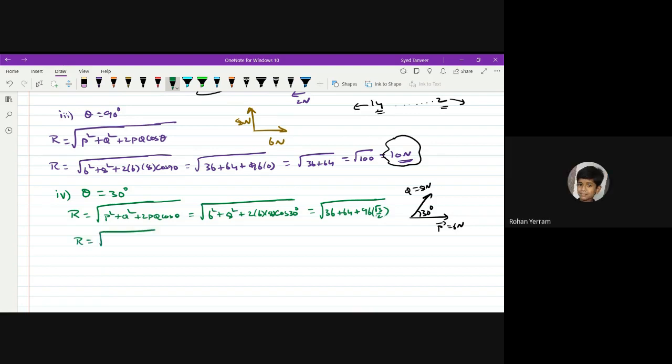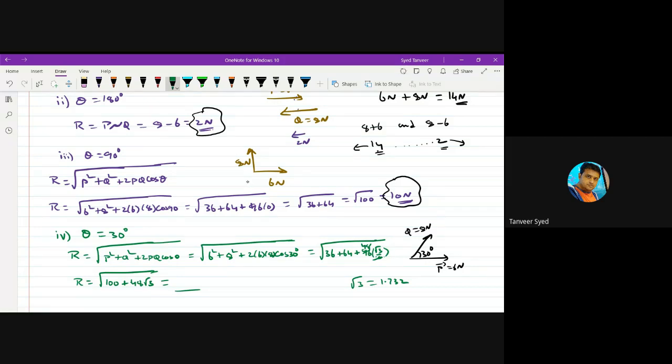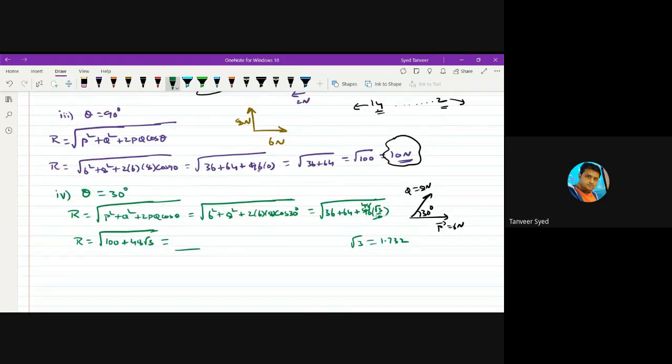Sir, we can cancel 2 and 96. This is 36 plus 64, 100, plus 48 root 3. And if you want to simplify it further, value of root 3 is 1.732. We can multiply 48 with 1.732 and add it to 100 and you will get the root of that thing. This is for 30 degree.